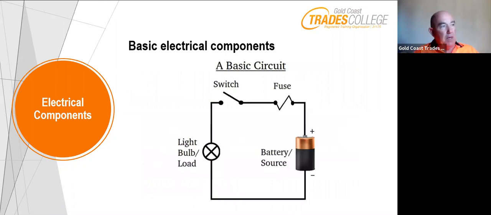Basic electrical components, a basic circuit. So there we have a battery with a positive and negative terminal. Very simple. Looks like something you get in a torch. And you have the circuit running from the positive up to a fuse, across to a switch, which is currently open, down to a light bulb, which is the load, then back to the battery, the source of power.